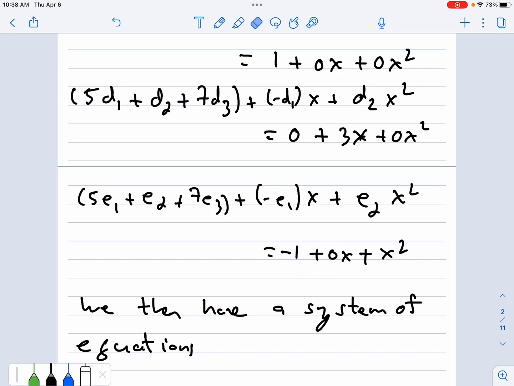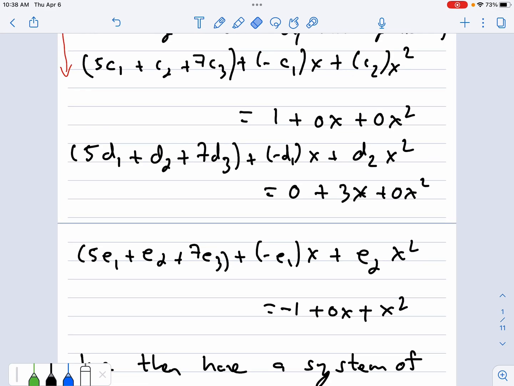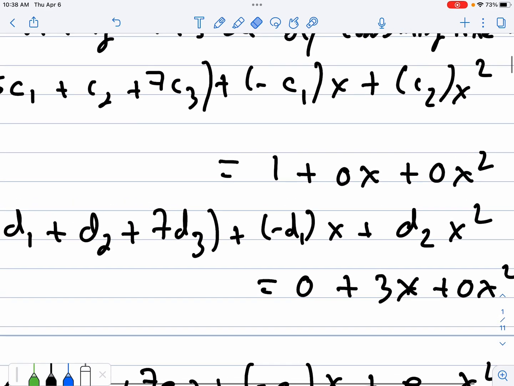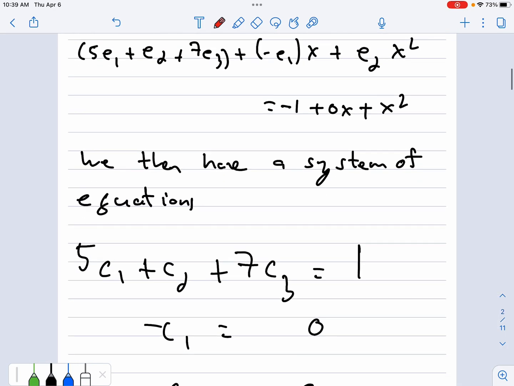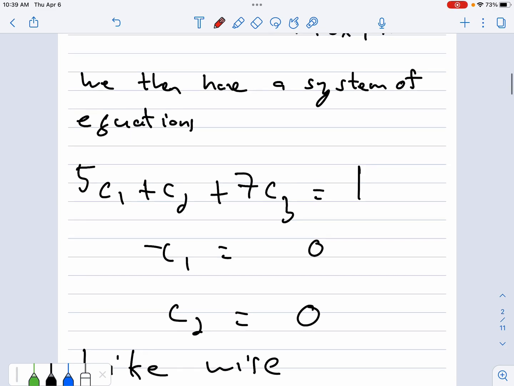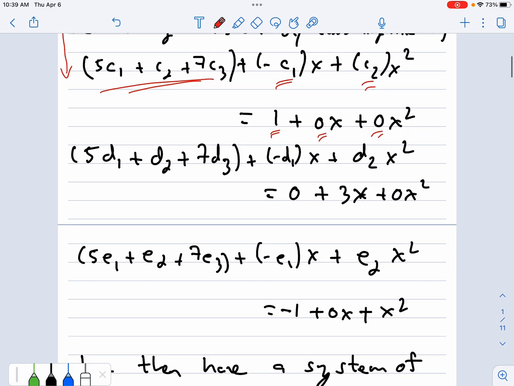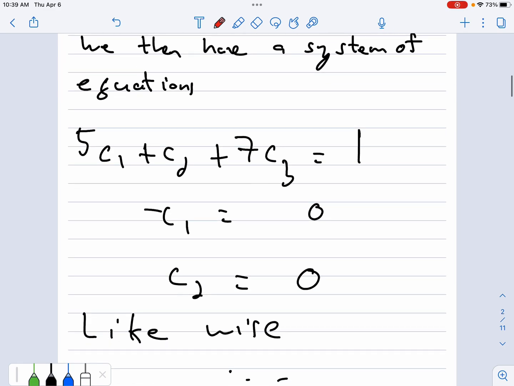All right, and from there we technically set up a system of equations. The reason for that is if you look at two polynomials and you set them equal to each other, then the coefficients must equal each other. So the constant coefficient on one polynomial must equal the constant coefficient on the other. The coefficient of x must equal the coefficient of x, and the coefficient of x² must equal the coefficient of x² on the other polynomial. So I'd have that 5C1 plus C2 plus 7C3 equals 1, minus C1 equals 0, and then C2 equals 0. Okay, so writing that out is what you get here.